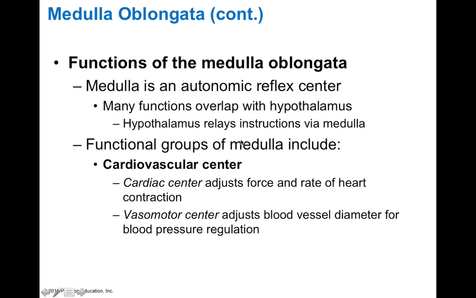But some of the functional groups of your medulla oblongata include the cardiovascular center, and of this we have our cardiac center and our vasomotor center. The cardiac center adjusts the force and the rate of heart muscle contraction. The vasomotor center adjusts blood vessel diameter to regulate blood pressure. So when you think about how important your medulla oblongata is for homeostasis, it controls your heart rate and rhythm as well as your blood pressure.